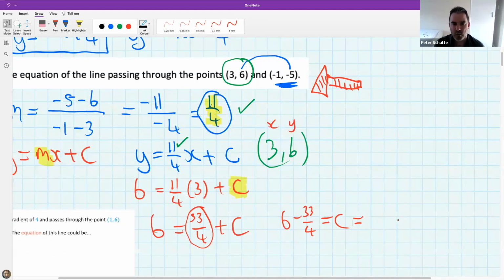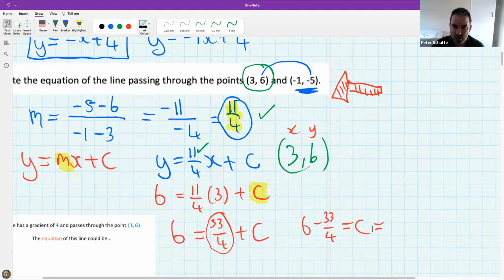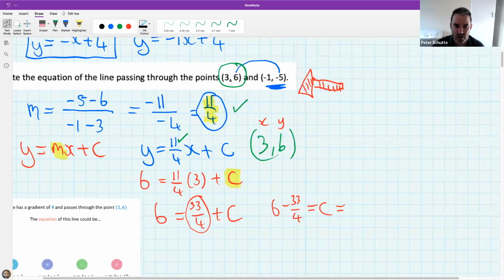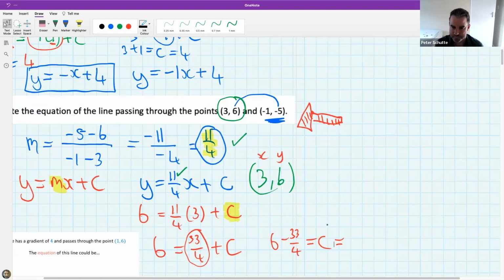Naomi, you can choose any of the 2 points that are given. So if you look at the beginning of the question, there were 2 points. You can choose either of those 2. I chose the simpler one.